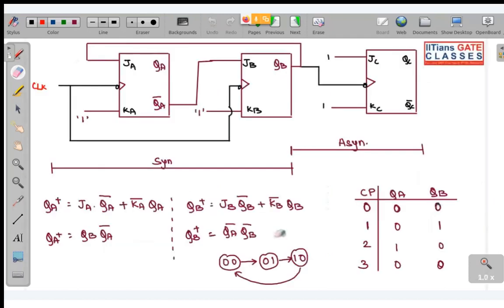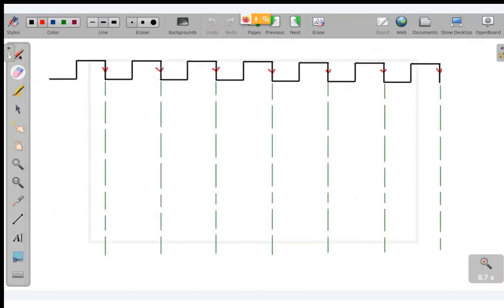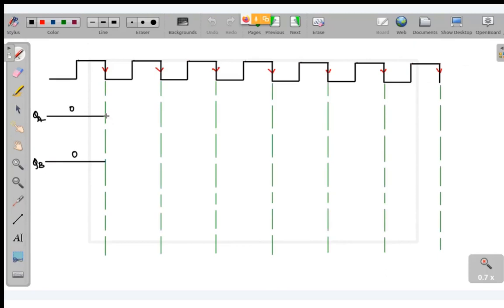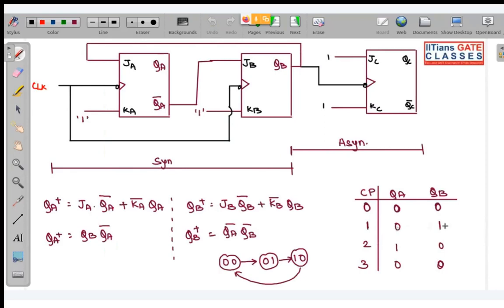So you can see if you look at the state diagram, the first state is 0, 0, then you have 0, 1, then you have 1, 0. First 0, 0, so QA and QB, both of them are 0, 0. Both of them are 0, 0. The next state, at the next clock pulse, is transitioning to 0, 1. So QA stays 0 and QB is 1.